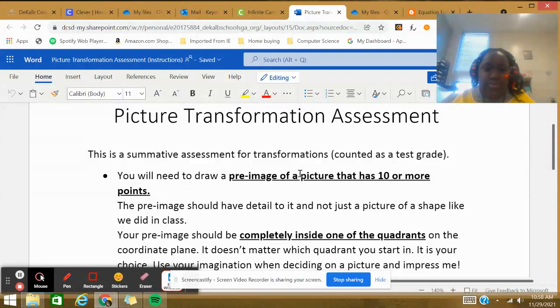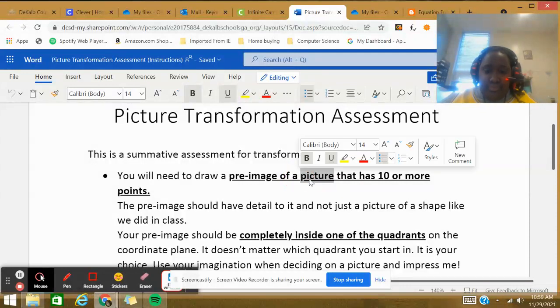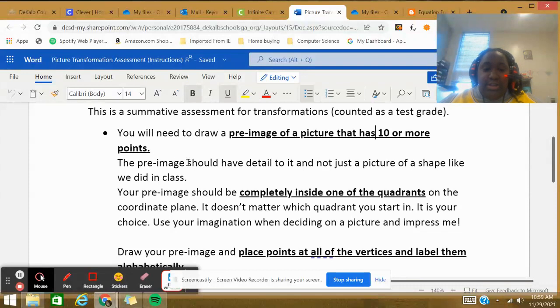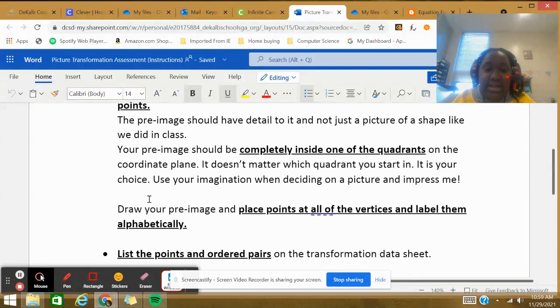You will have to draw a pre-image of a picture. So this is the one thing I want to highlight. It says picture, okay? So it has to be a picture. And your picture has to have a minimum, guys, minimum, meaning that you can't go under this. You have to have a minimum of 10 points or more. The pre-image should have details to it and not just be a picture of a shape like we did in class. So you can't do a rectangle, a triangle, a circle, or a square, a pentagon. It has to be an actual picture.